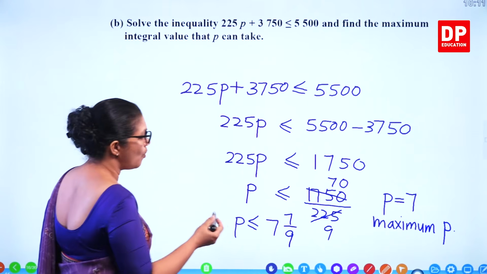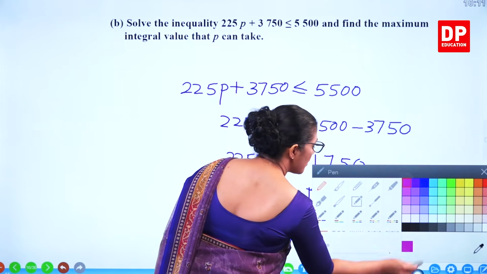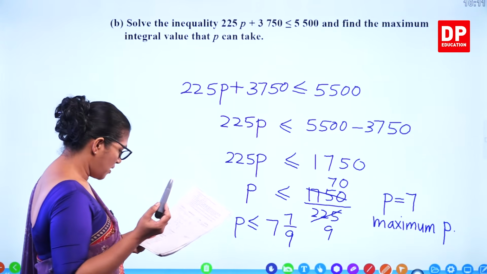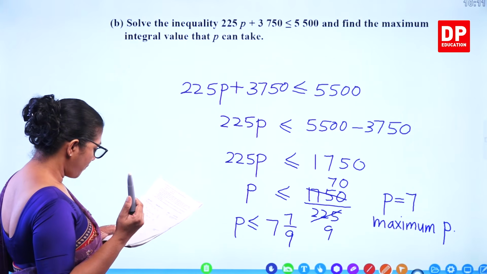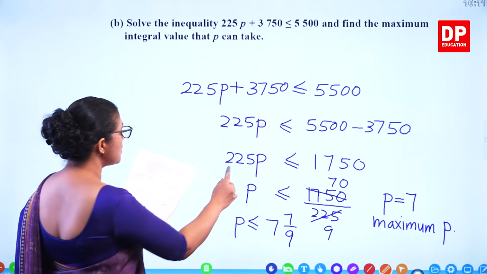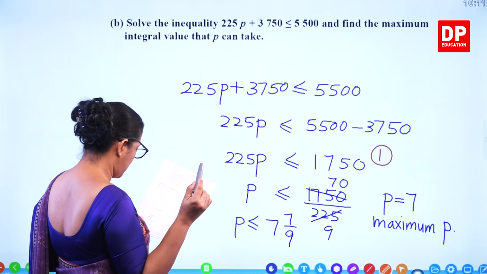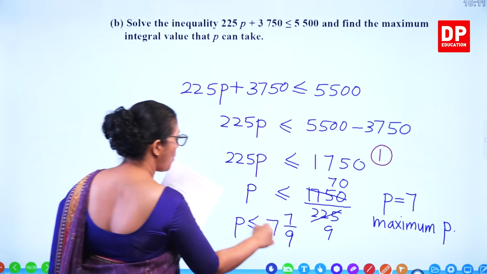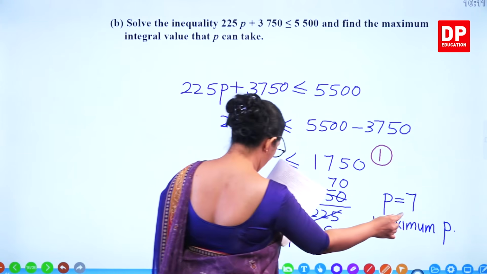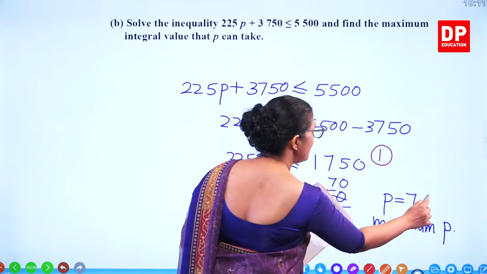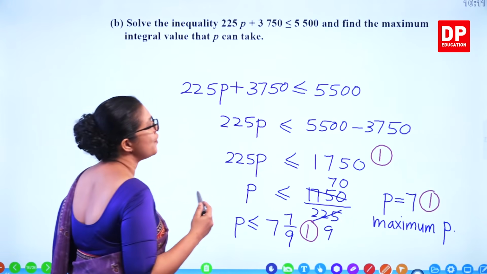So we'll see how you get marks for this question. Altogether 3 marks. Solving up to this point you get 1 mark. And finding this value 1 mark, and writing down the maximum P value 1 mark. So 3 marks for that.